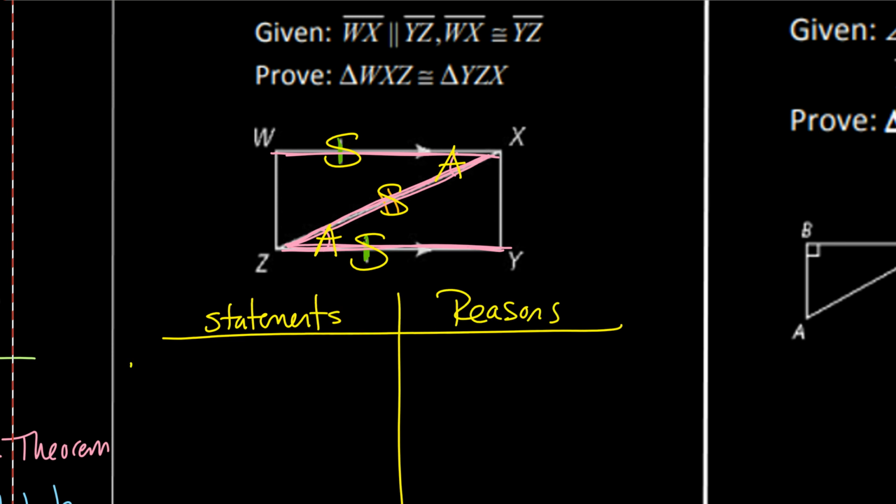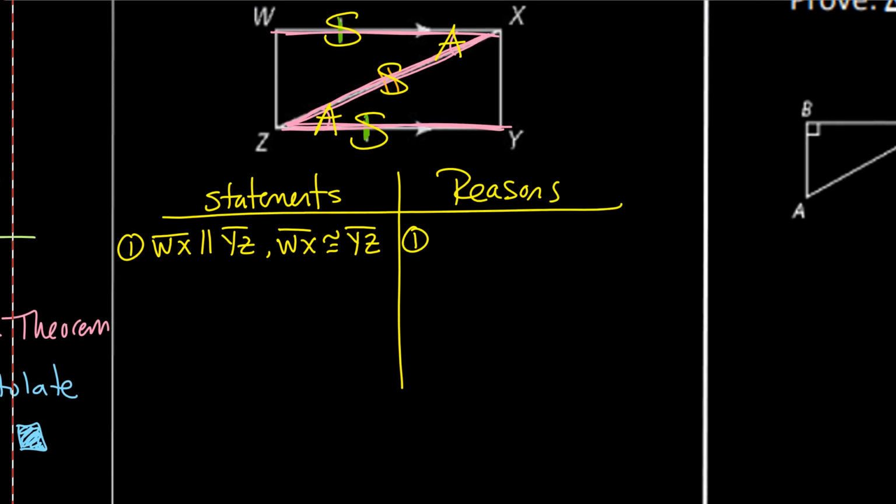I write my given first. WX is parallel to YZ. And WX is congruent to YZ. And how do I know it's true? It's the given.